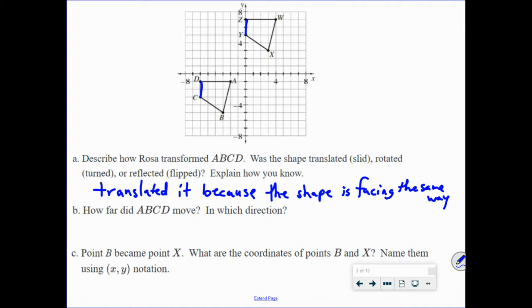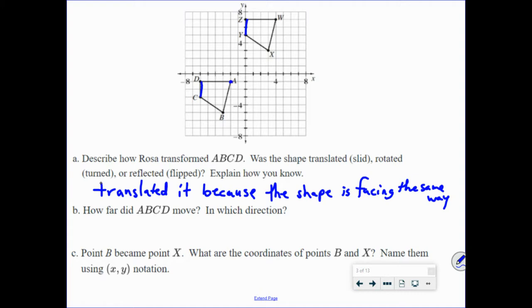How far did ABCD move? In which direction? Here's where you got to be careful with it, okay? So please take a second and try to tell me how far did it move and in which direction? Go. All right, did you figure it out? If not, pause it, figure this out, and then unpause it. Got it? All right.